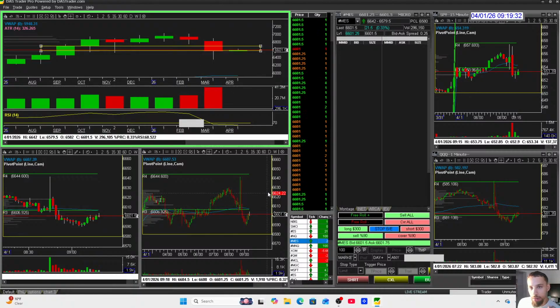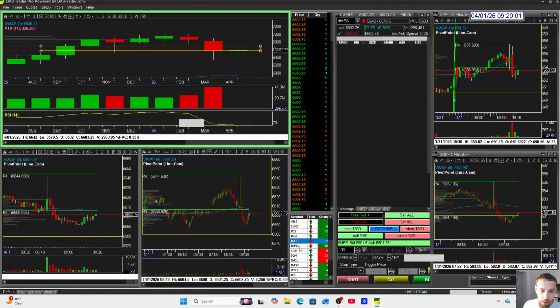Okay, so MES is micro contracts of ES, so you get a much smaller size on MES compared to ES. MES is just a micro version of ES, so you just get smaller sizes. It's not shares, but contracts. Okay, MES, we're good there.